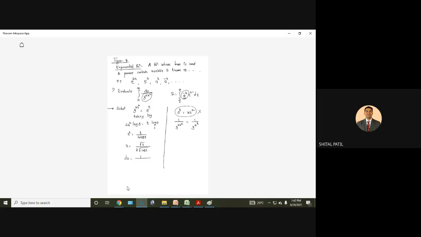Derivative of 1 upon root t: 2 log root of log 3 as it is. Derivative is 1 upon 2 root t dt. Now limits will change. See how the limits are. I'm writing t from here: t equal to 4 log 3 into x square.